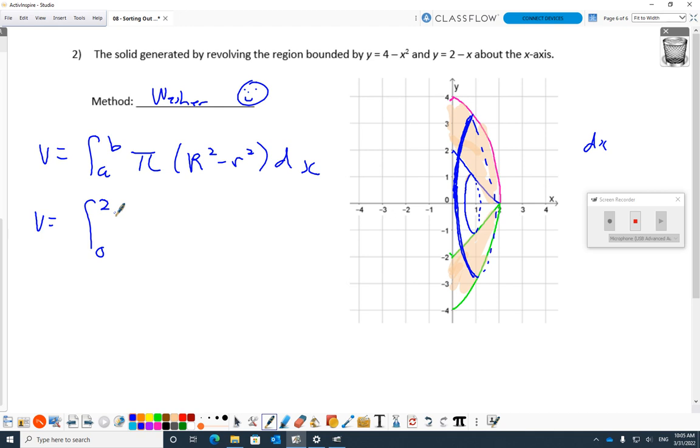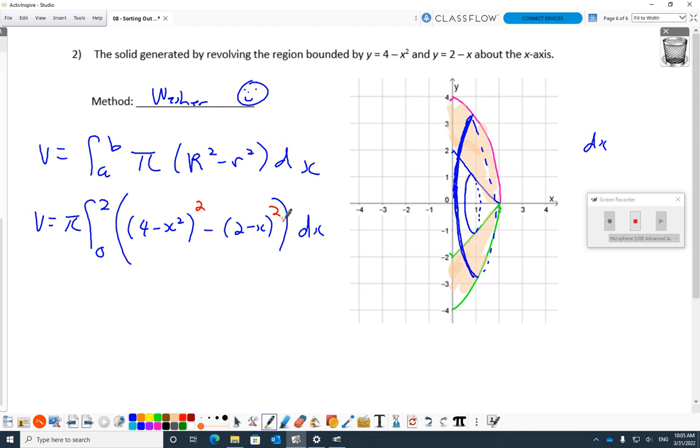Okay, pi out front. Outer radius is 4 minus x squared. Inner radius, 2 minus x. Big bracket for all that. dx. I'm actually not going to go any farther because I've made a mistake and I want you to catch it. It's my fatal mistake that I always make. I didn't square them. Oh, that is me. I always, even after all these years, I always forget to put those squares on there.